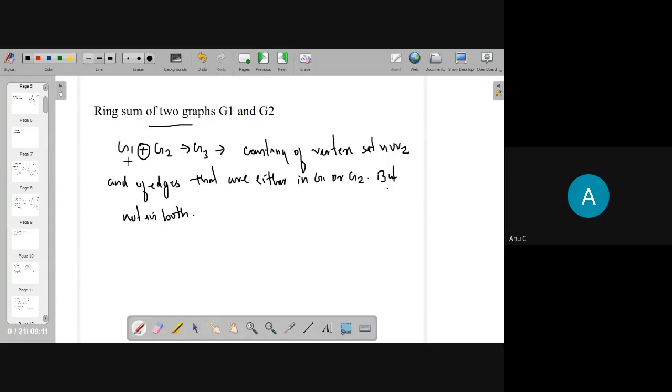So the G1 ring sum of G2 gives a graph G3. It consists of vertex set V1 union V2 and edges that are either in G1 or G2 but not in both. അതായത് റിസൾട്ടന്റ് ഗ്രാഫിൽ G3 എന്ന് പറഞ്ഞ ഗ്രാഫിൽ എഡ്ജ് എങ്ങനെയായിരിക്കും? ഒന്നുകിൽ ആ എഡ്ജ് G1 അല്ലെങ്കിൽ G2 ആയിരിക്കും. രണ്ടിലും കോമൺ ആയ എഡ്ജ് ഈ റിസൾട്ടന്റ് ഗ്രാഫിൽ ഉണ്ടാവില്ല.